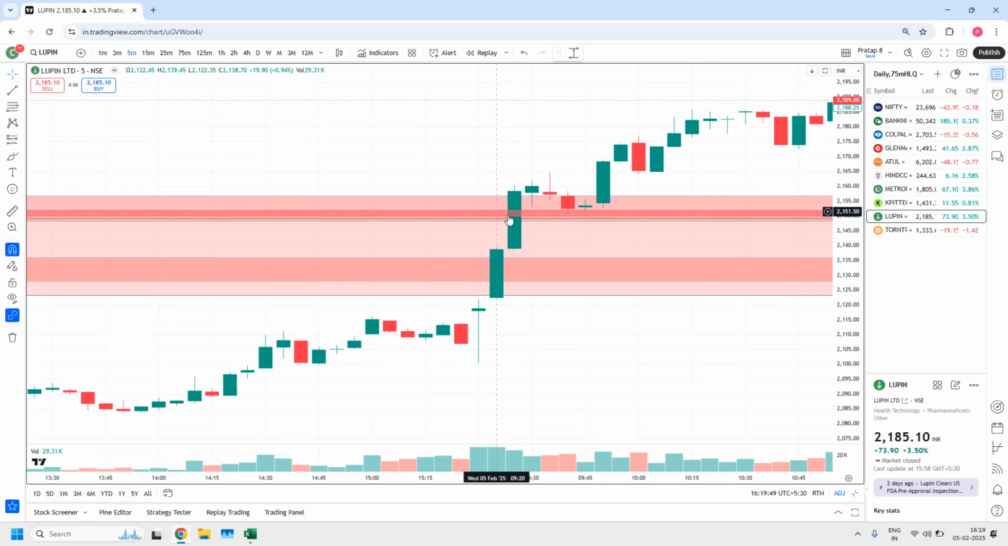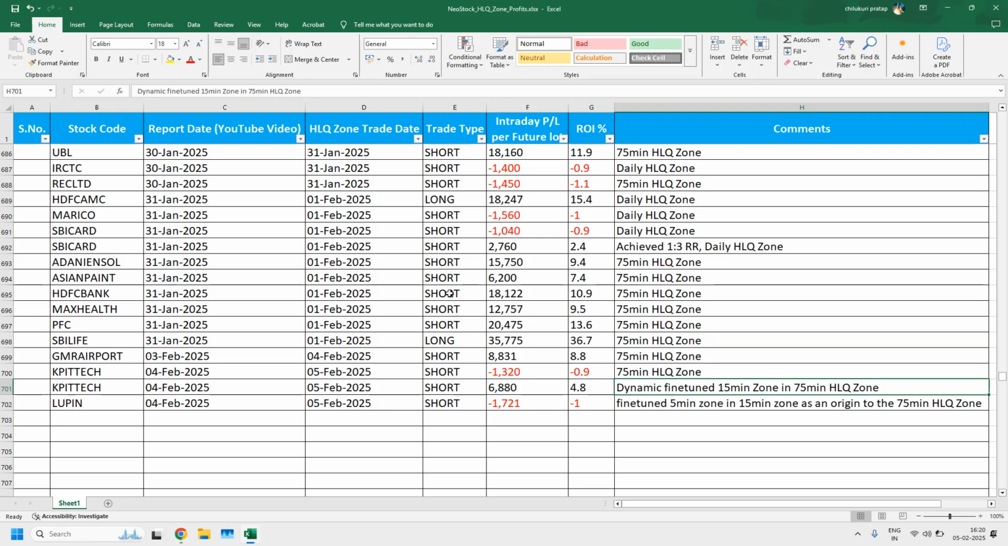The 5-minute zone horizon to this entire 75-minute high liquidity zone. So that's why this horizon is the stopped-out trade, Lupin. See here? The fine-tuned 5-minute zone in the 15-minute zone as a horizon to the 75-minute high liquidity zone. And this one is stopped out. You would have got a 1700 rupees loss, which is 1% negative ROI. That means you might have lost 1% capital on your investment with this Lupin trade.